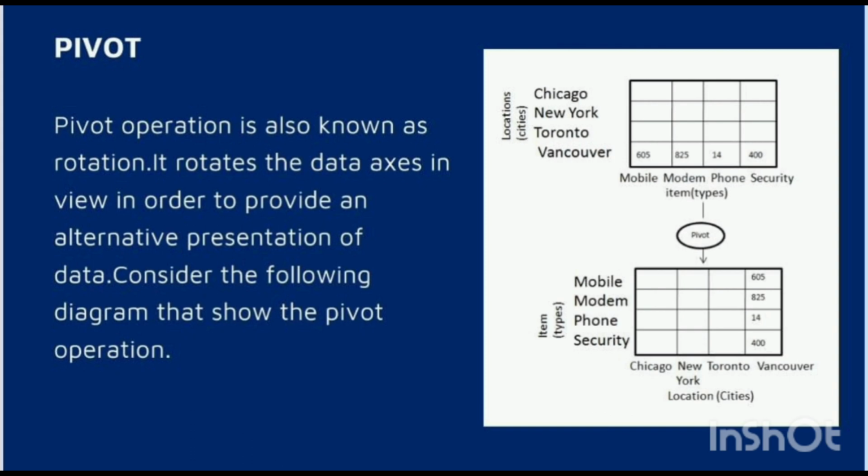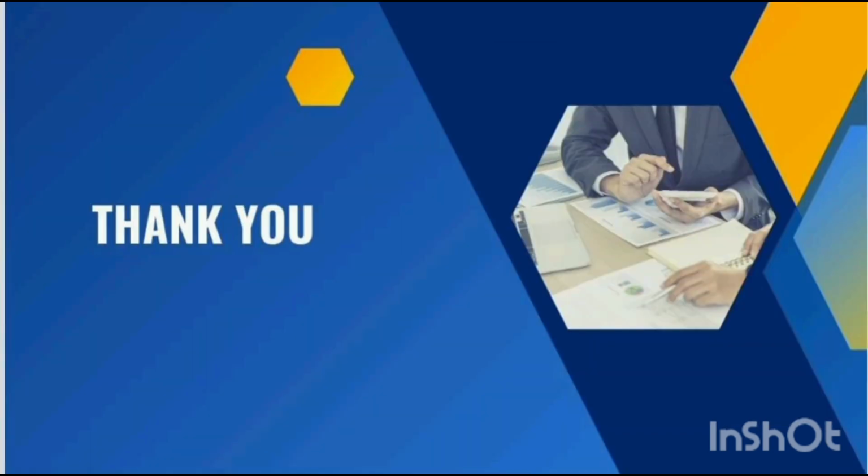And final operation is pivot. Pivot is nothing but a rotation. If you want to see the data in a different rotation, we will rotate the data using pivot, and we will see the data elaborately. So this is all about the OLAP operations and types of OLAP. Thank you.